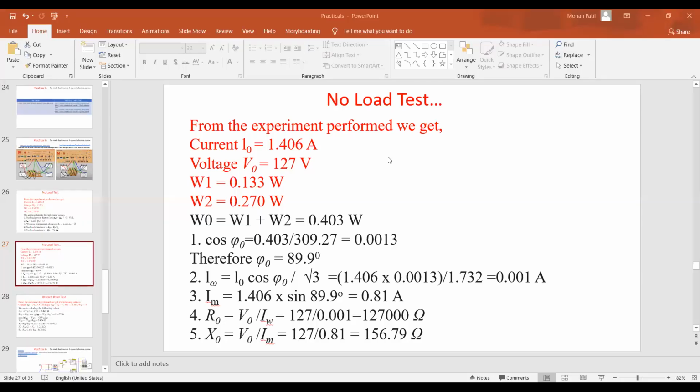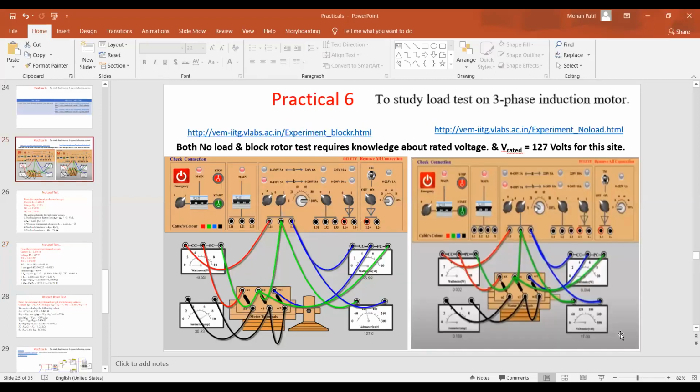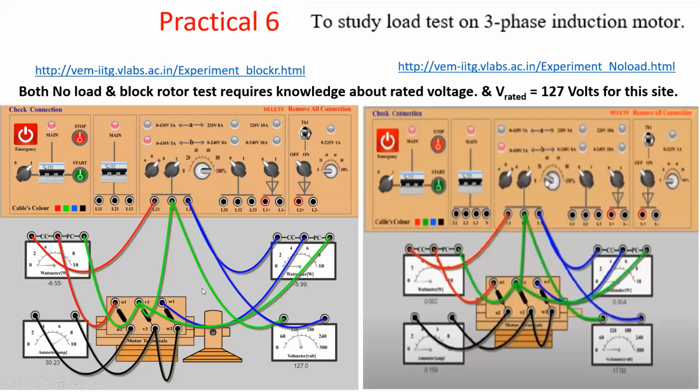So we have taken readings from that. From the no load test also, you can take various readings at rated voltage and below rated voltage. You can vary this particular knob, which is here. After making the connections, this is the block rotor test.